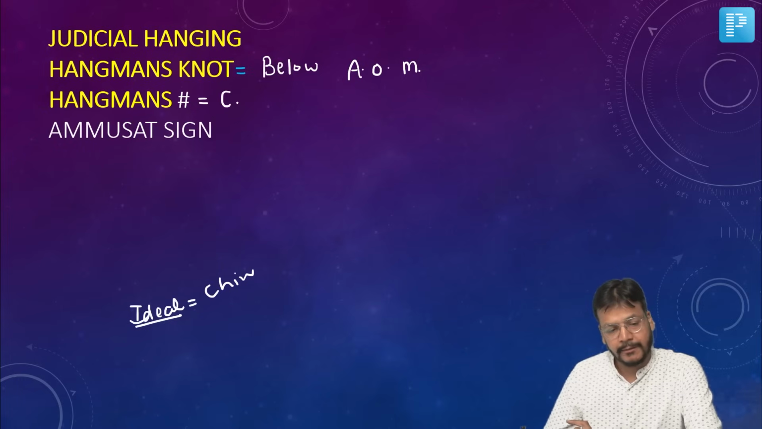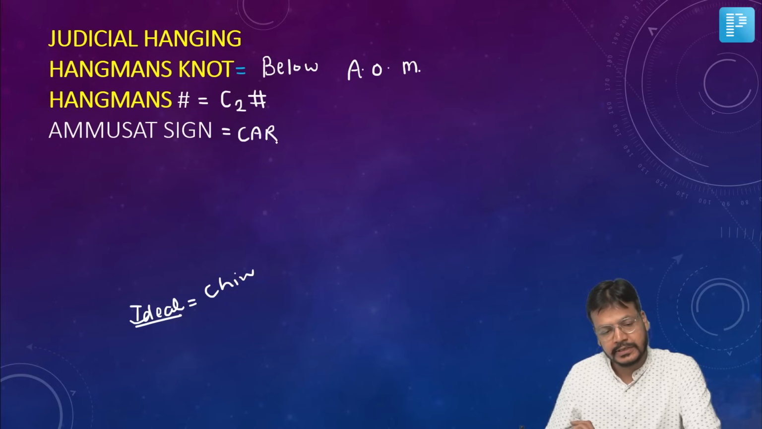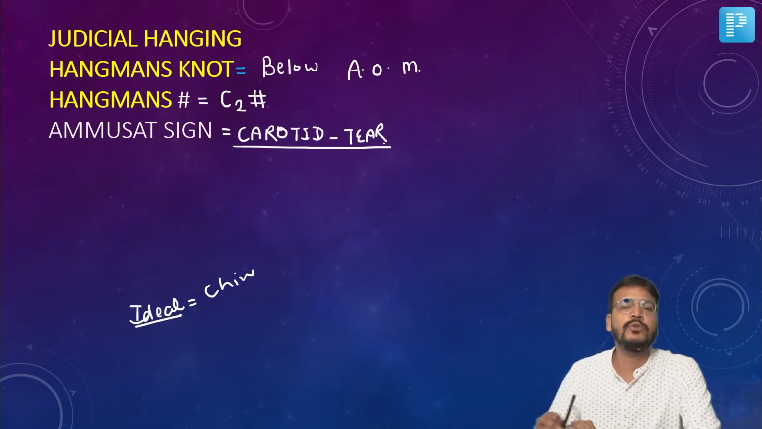Hangman fracture, C2 vertebra fracture. An INICET sign: because of the sudden drop, there is a carotid tear. This carotid tear is an INICET sign.